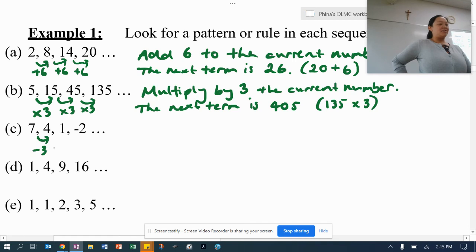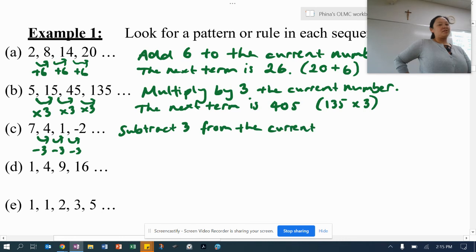How about the next one? Trinity, you're good at this. All right, take away 3. Some people have an eye for it, some people don't. It's okay. So we're going to subtract 3 from the current number. Good.